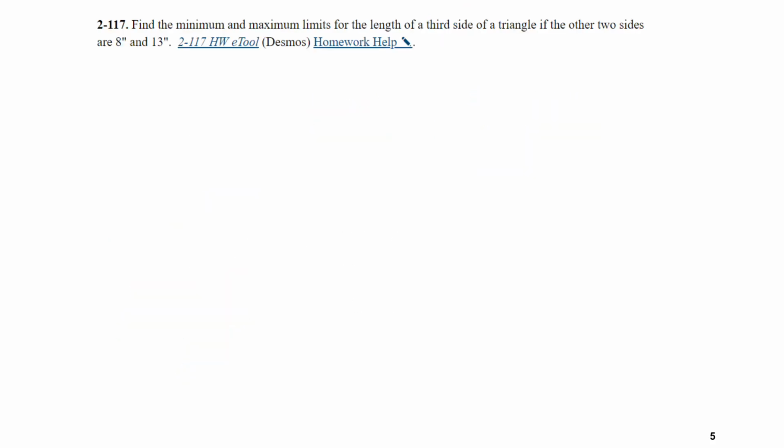Question 117. Find the minimum and maximum limits for the length of a third side of a triangle if the other two sides are 8 and 13. So if you remember in terms of what we did in class, there's a way that we can just calculate this, but I think it also helps to visualize it as well.